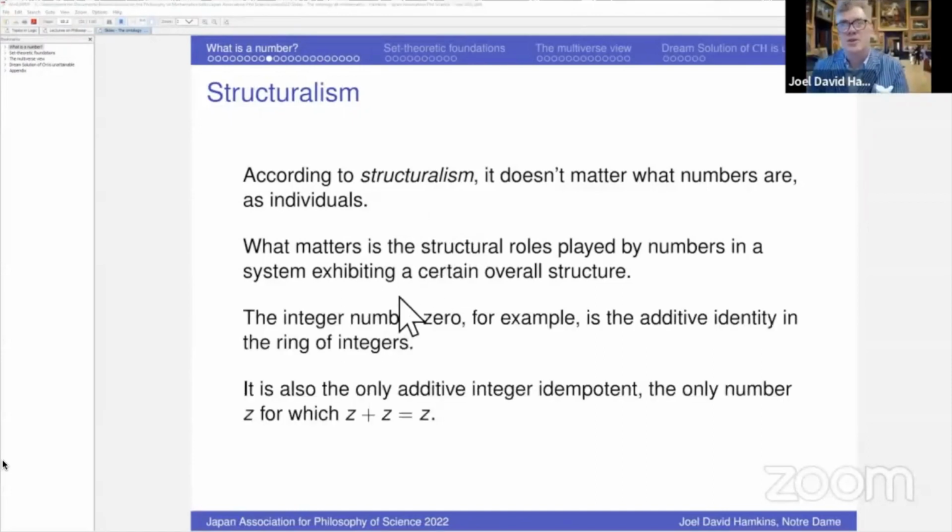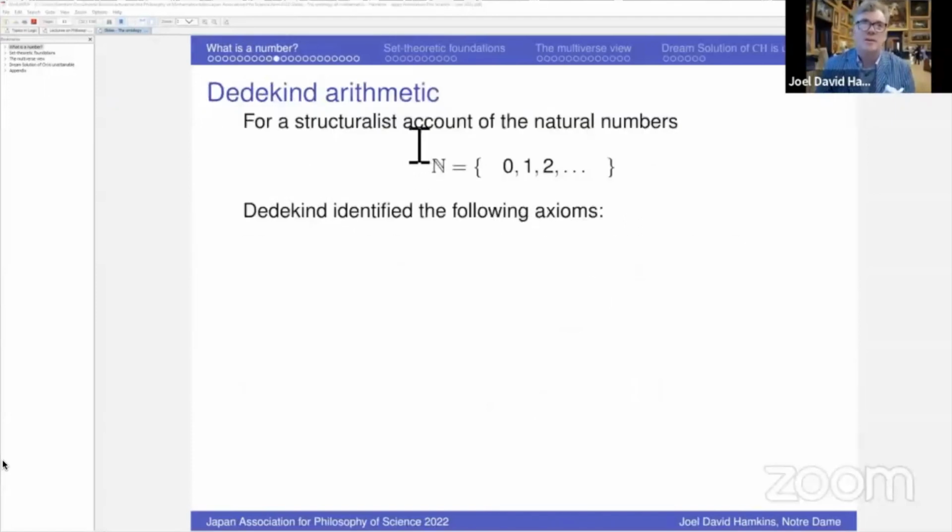So the integer number 0, for example, is the additive identity in the ring of integers. If you have all of the integers and you can add them and multiply them, then the role that 0 plays is that it's the additive identity. When you add it to any other integer, you get that integer back. So it's also characterized as the only additive idempotent, the only number z for which z plus z equals z. So there's a lot of different characterizations of the number 0 or of any other numbers in the ordered integer ring.